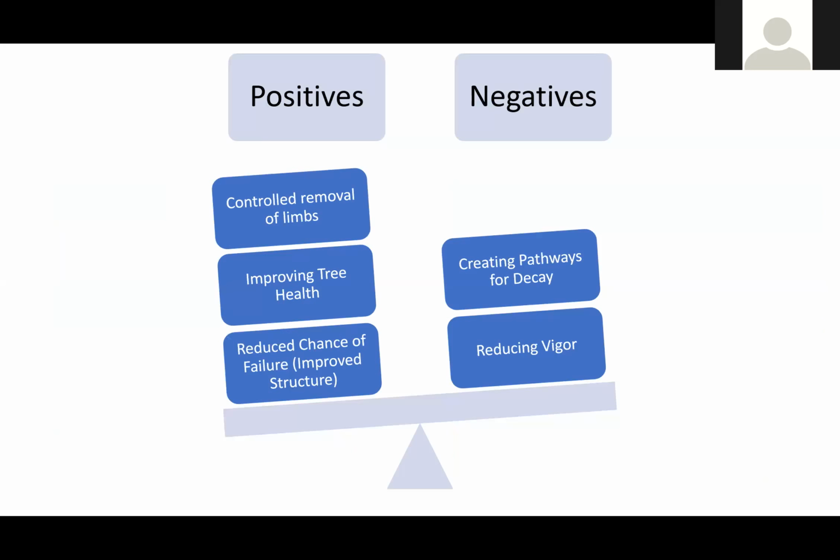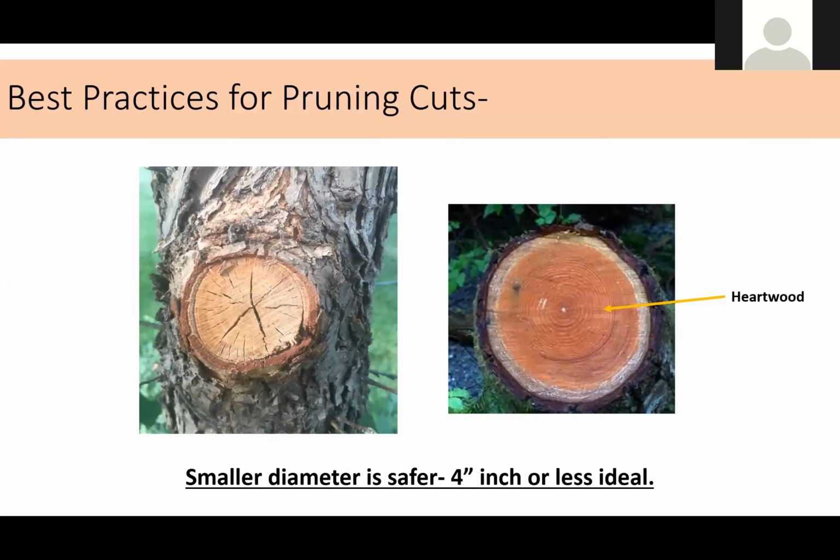On the whole, the positives of improving the tree's health, improving its structure, and removing limbs in a controlled manner so they don't just break in storms, outweigh, if done correctly, the negatives of creating pathways for decay and reducing the vigor of the tree. However, if you prune incorrectly, you can shift the balance and make pruning more of a negative for a tree. So we're going to go through real quick the best practices for making pruning cuts, and then we'll talk about how we apply those pruning cuts in an organized plan to a tree.